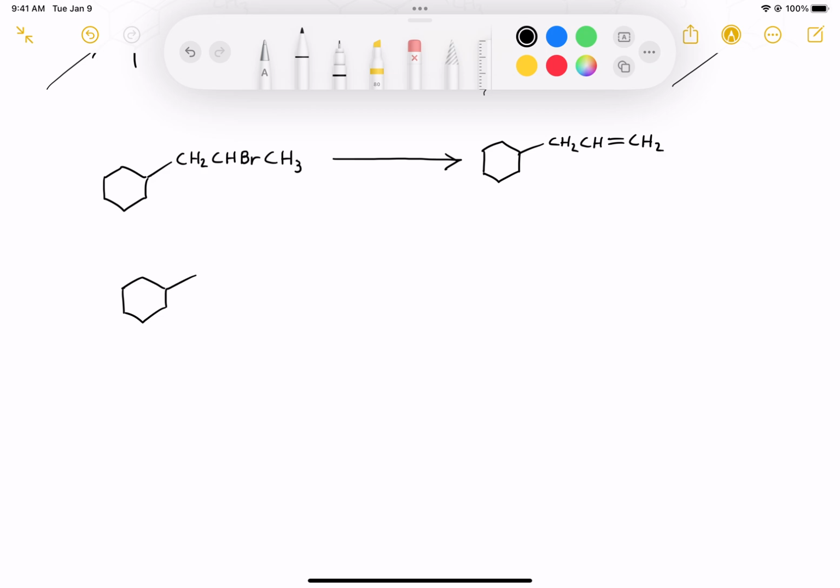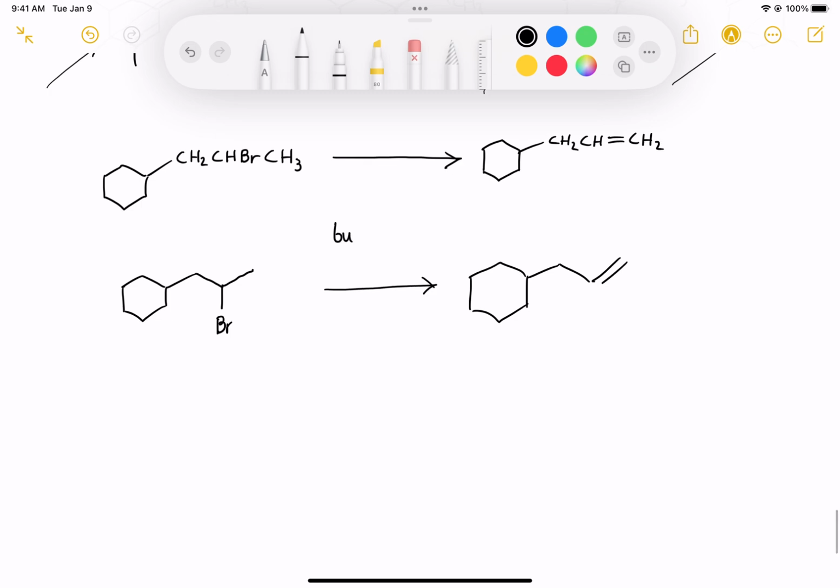CH2, so we're going to use CH2, then there's a bromine here. Let's just make it so no stereochemistry is involved. And then we have a CH3 here. Okay, so then we want to go to this molecule, which is basically, we just replace the CH2 with an alkene. So remember, here we will need a bulky, strong base.